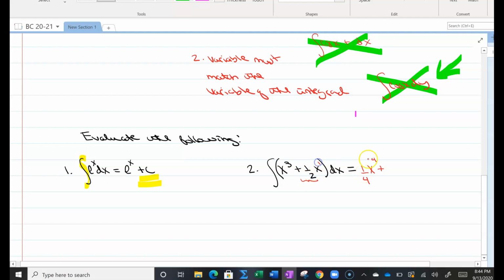This is x to the 1st. I want to add a power, so x squared. When I take the derivative, this will be 2x, but I want the coefficient to be 1/2, so I'm looking at 1/4 x squared. And then here is my plus c, antiderivatives.